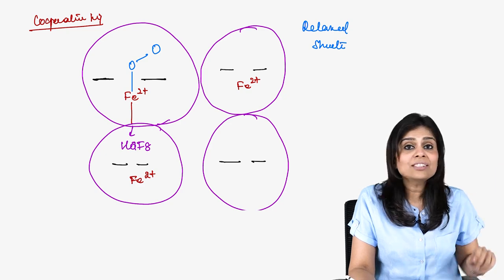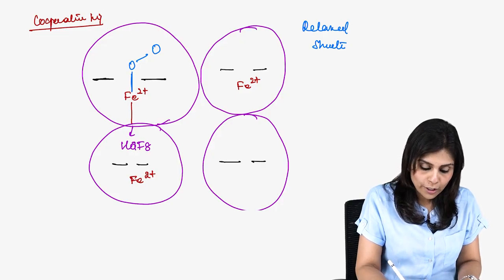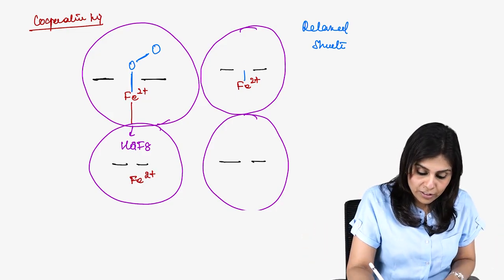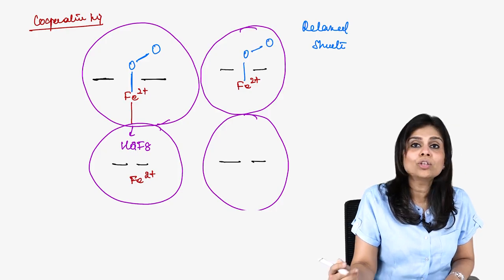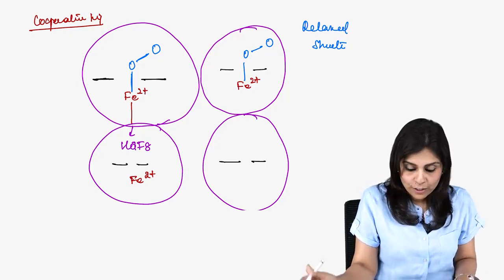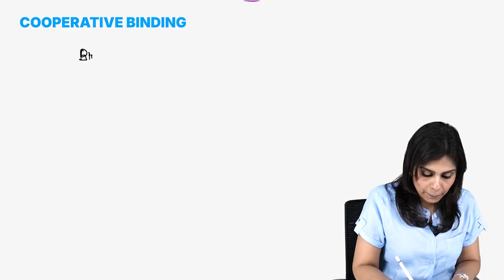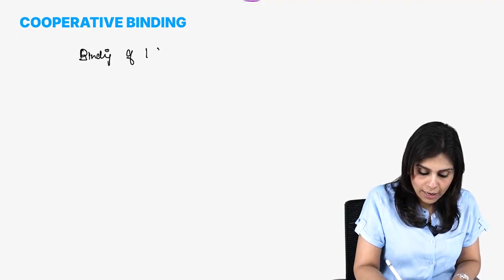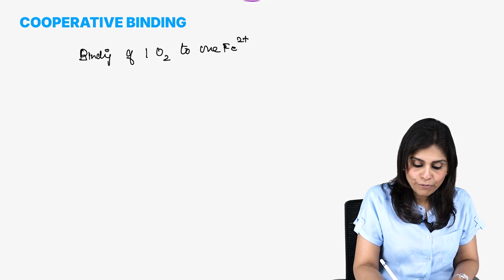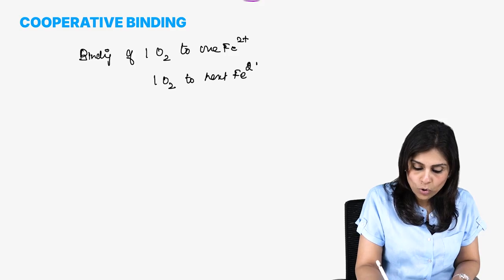And I told you relaxed structure favors oxygenation. So binding of one oxygen molecule to one Fe2+ favors relaxed structure, and that favors binding of another oxygen molecule to the next hemoglobin subunit. And that is called cooperative binding. So tell me, what is cooperative binding? Cooperative binding is binding of one oxygen molecule to one Fe2+ favors binding of another oxygen molecule to the next Fe2+. This is called cooperative binding.